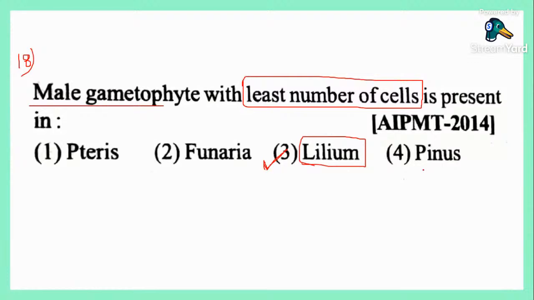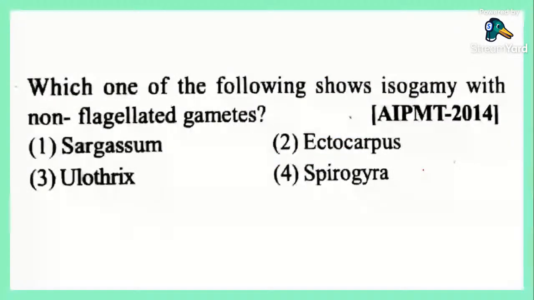AIPMT 2014 question. Question number 19 on your screen. Very easy question again. The repeated question, guys. Repeated several times. The same question is again and again repeated. Which one of the following shows isogamy with non-flagellated gametes? Sargassum, Ectocarpus, Oedogonium, and Spirogyra.